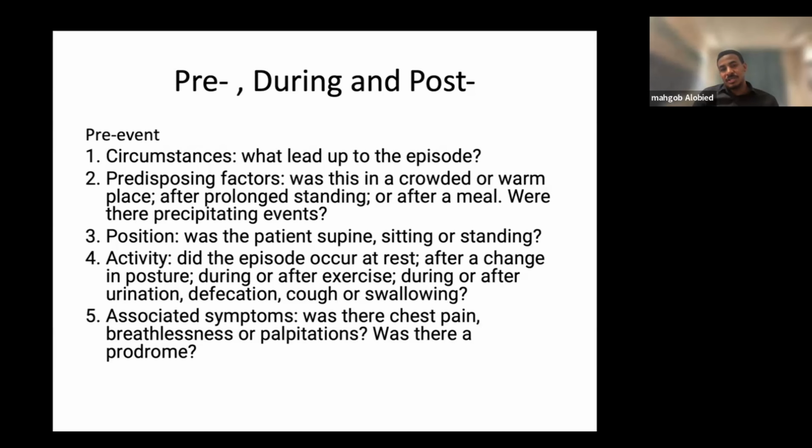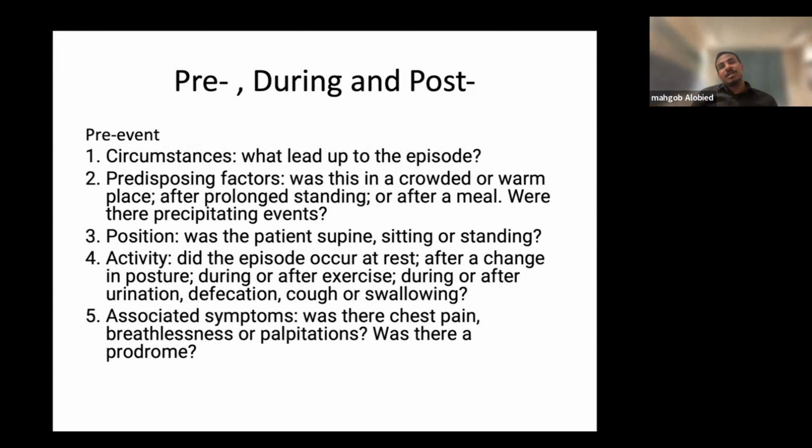like if the patient was sitting in a crowded or warm place, or had prolonged standing, or this happened after a meal, or while the patient was in the bathroom opening his bowel, or doing exercise or whatever. So you will ask, what were you doing at that time exactly? This is the first thing to ask, after you establish this is syncope, of course.